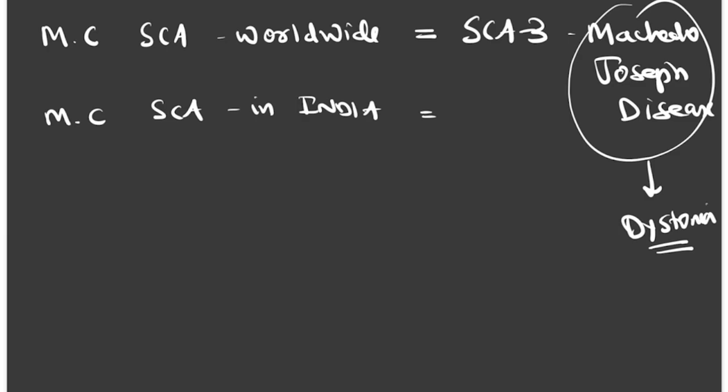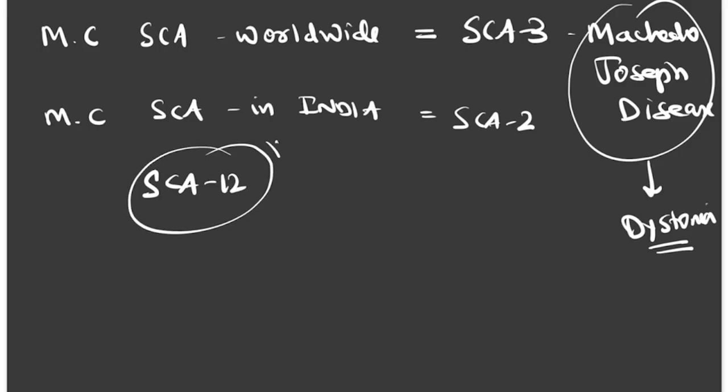Then what is the most common type of SCA in India? SCA2. But if you see Bradley's Textbook of Neurology, it mentions SCA12. So I'm not sure whether to take SCA12 as the most common type or SCA2 as the most common type. But one thing is that for SCA2, much of the contribution is given by Indian neurologist Dr.